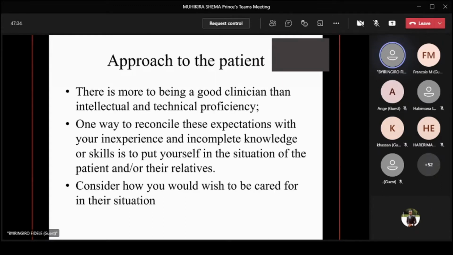So when you approach a patient, there is more to being a good clinician. You have to be a good listener. You have to use your knowledge. And one way to reconcile the expectations with your inexperience and incomplete knowledge or skills is to put yourself in the situation of the patient or their relatives. Me, how should I approach this situation? And you have always to consider how you would wish to be treated.